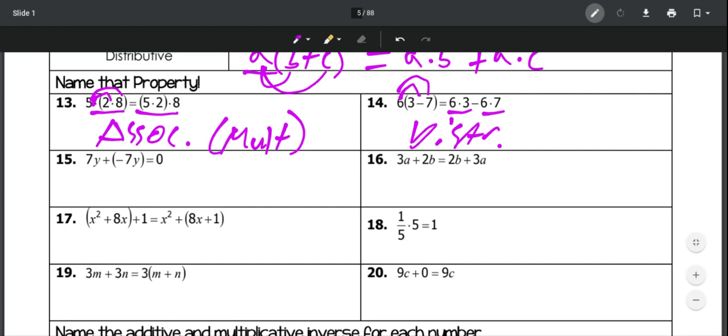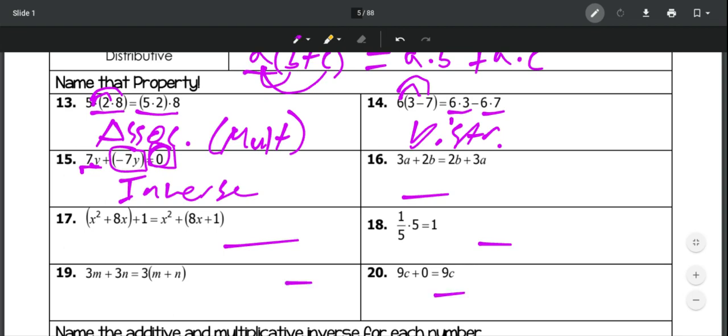So 15, we have something that equals 0. Anytime we have it equal to 0, it's probably going to be the additive inverse. Because if you look at this, we start out with 7y, and we want to get 0 back out of it. So the only way to do that is this, and so that's going to be the inverse. All right, now I'm going to leave these for us to do in class.